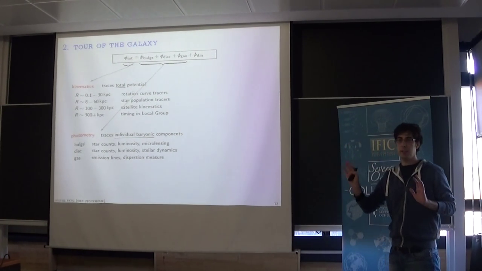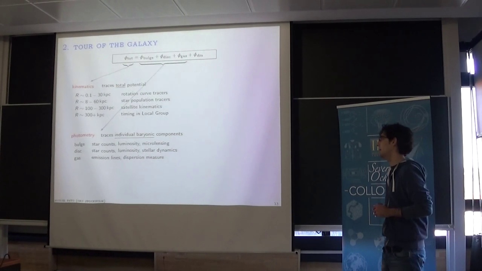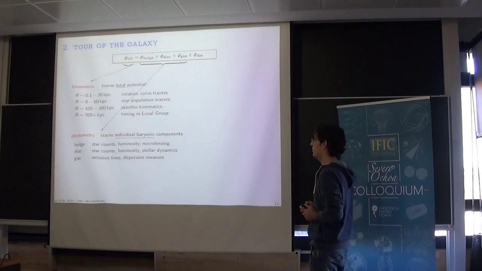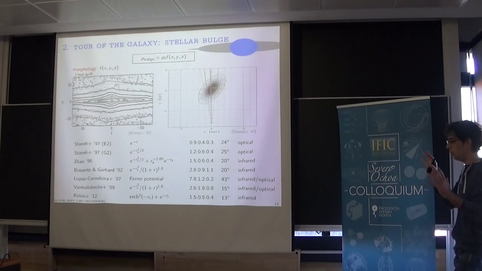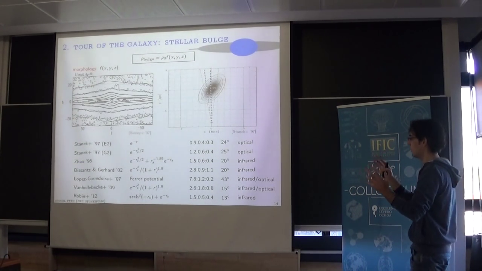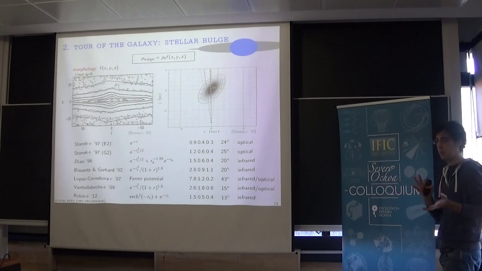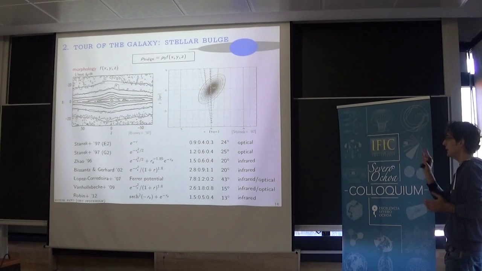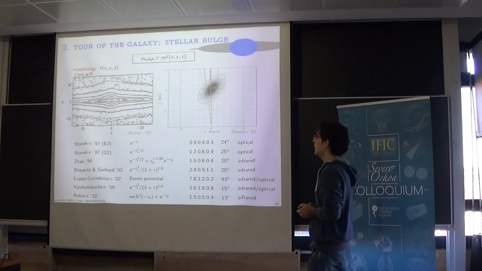So what I'll do in the following is just to focus on each of these types of data very briefly. And I'll start with photometry. Well, let me start also with the inner part of the galaxy, what I call the stellar bulge, that dominates the inner 2-3 kiloparsecs of the galaxy. So this has been observed mainly by optical and infrared surveys.